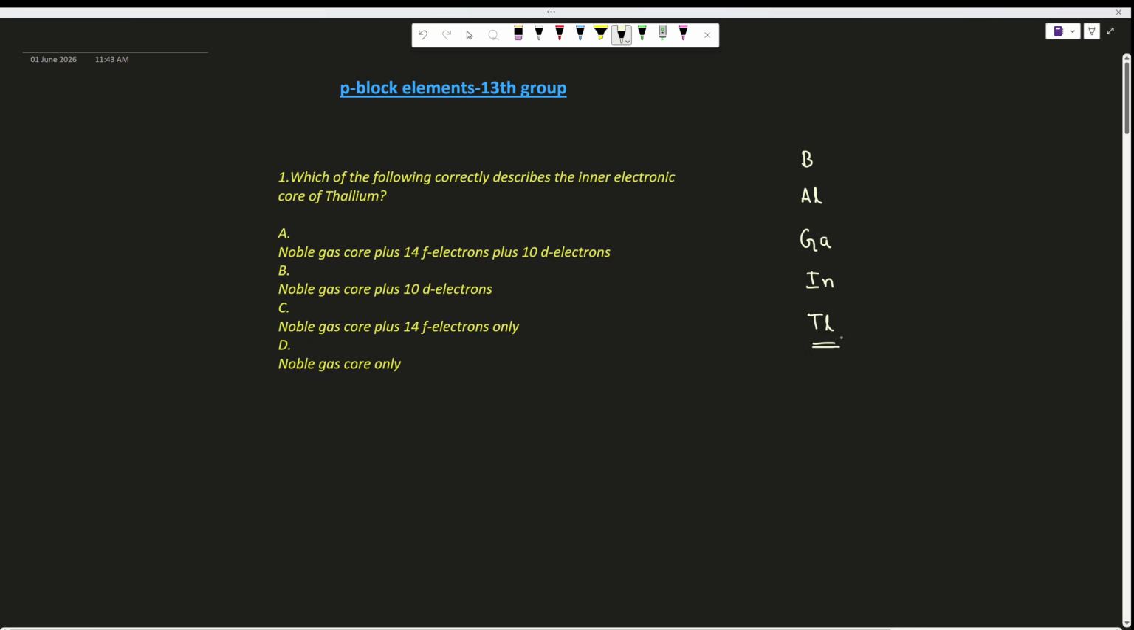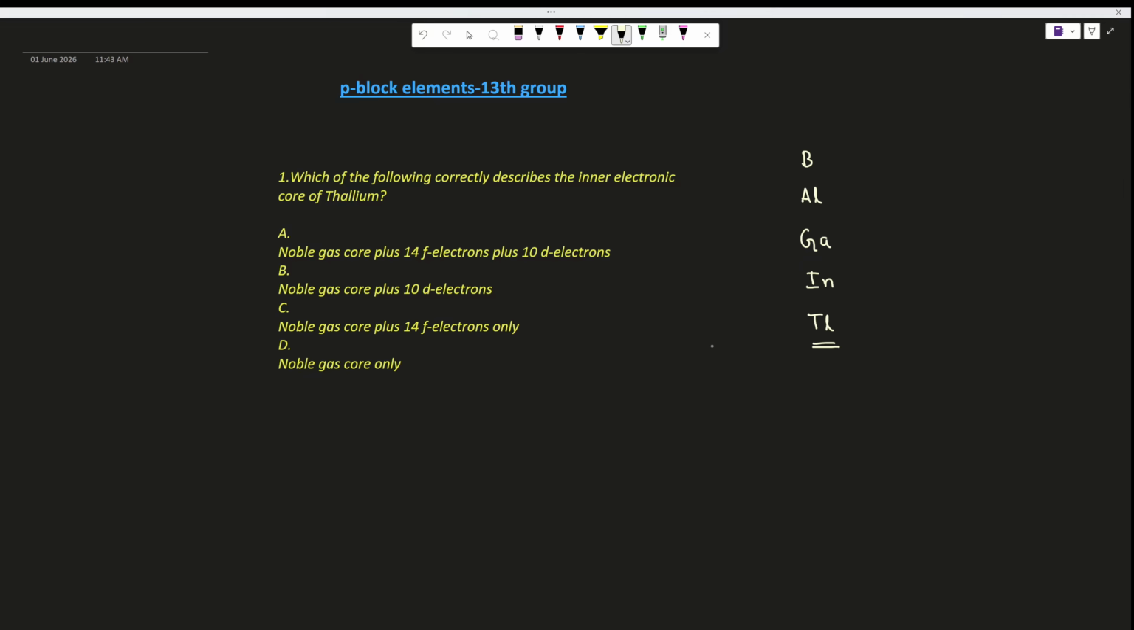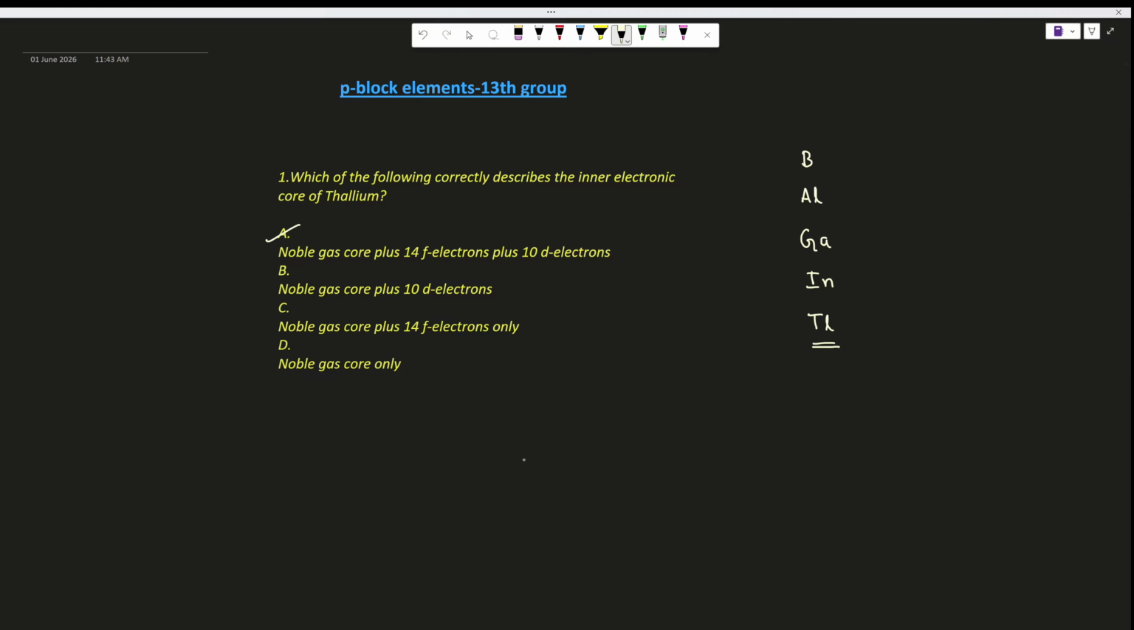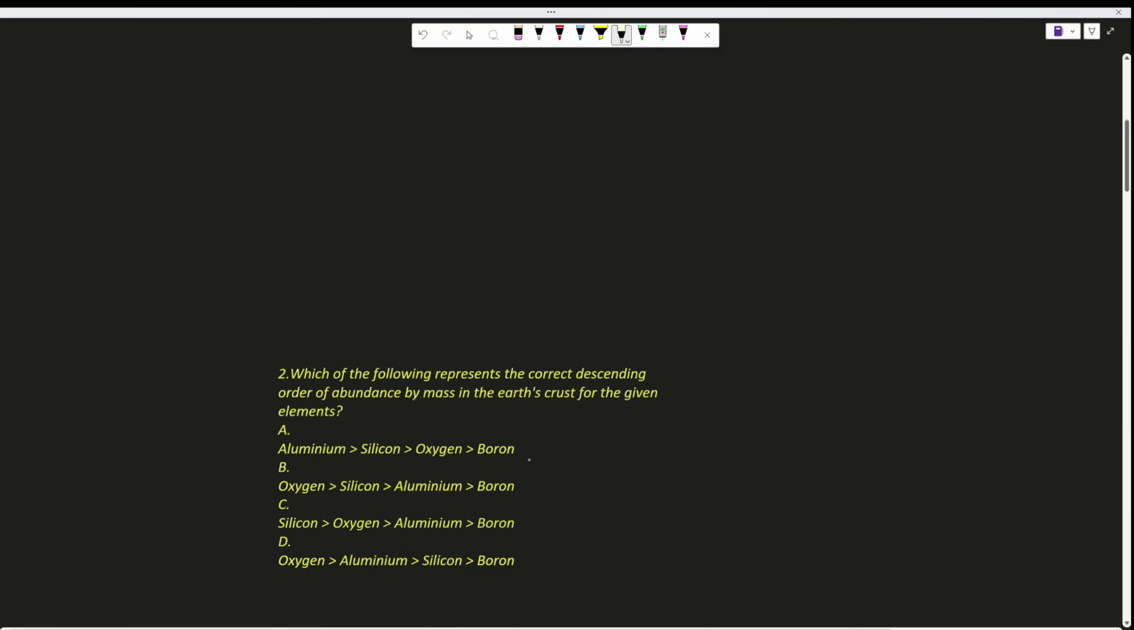In thallium you will have both d electrons and f electrons. So 10 d electrons and also 14 f electrons along with the noble gas core. So this is the right answer here, the first one: noble gas core plus 14 f electrons plus 10 d electrons. Okay, next question.